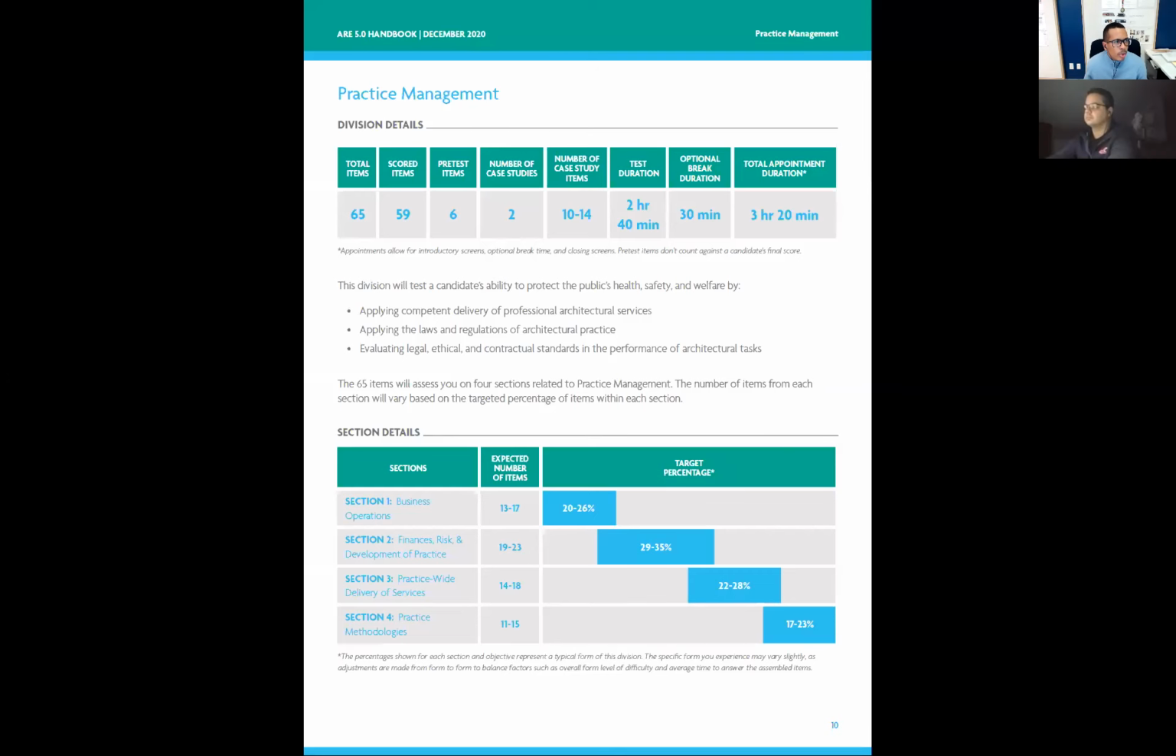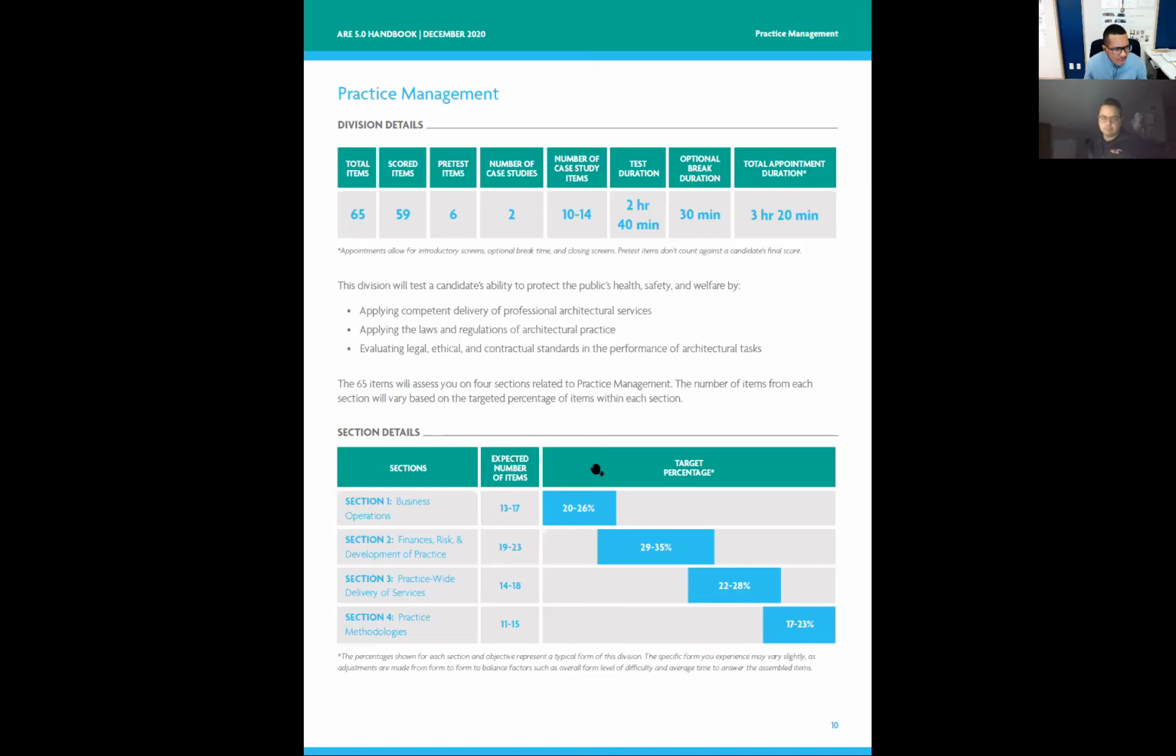All right. So this is how, again, practice management is being divided throughout. And again, 65 items, 59 are scored, 6 are pre-test. The reason they have the 6 pre-test items is that they're evaluating them and don't know whether they're going to move forward with implementing them in the exam or not. This is the way that they can test those items to continue to create content, right?